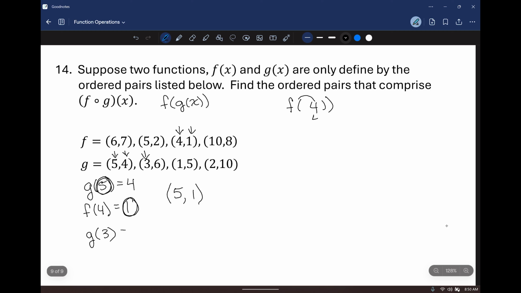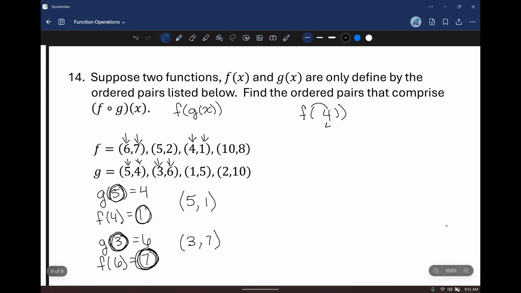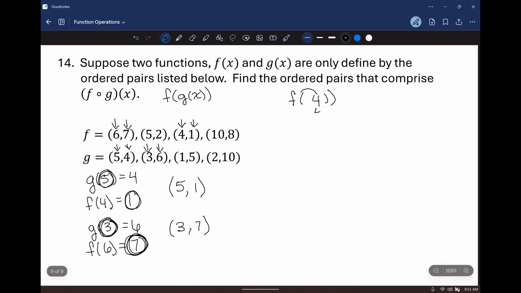3 is equal to, my output is 6. Now I'm doing f of 6. So I go to my function f, I locate an input of 6, and the output is 7. So when I input 3 into g, my output of f is 7. All right, so let's go to the next point. We have 1 with an output of 5. So g of 1 is equal to 5.